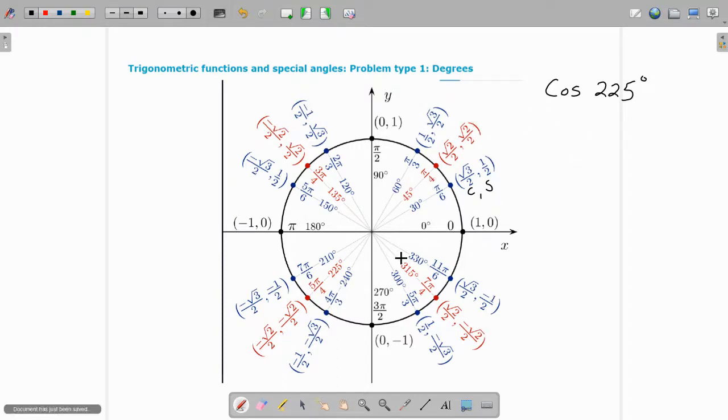Ready? So 225 is right there. Cosine is the x. I know this wouldn't matter because they're both the same, but we should know this. Sometimes it is different. Cosine's the x, so negative radical 2 over 2. Okay.